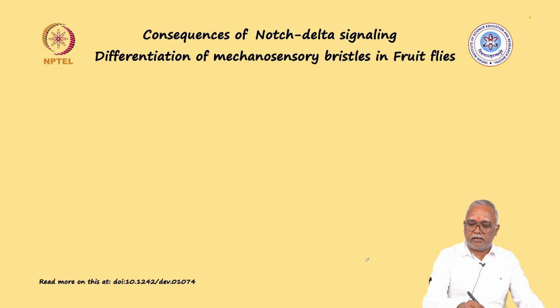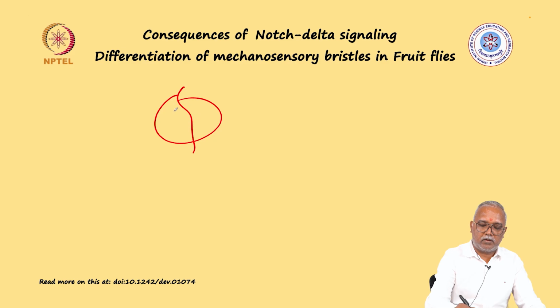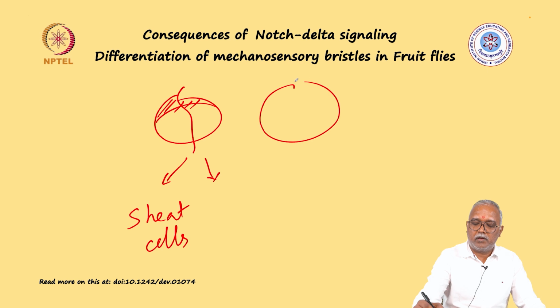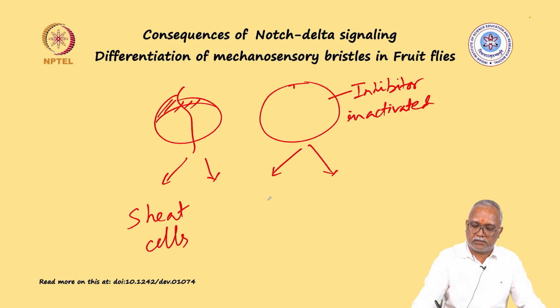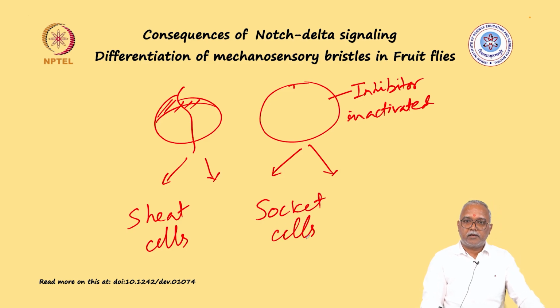Also basically what I told you over there, that inhibitor going into both cells becomes the sheath cells. Inhibitor inactivated makes both as a socket cell, right? So presence of one molecule versus other becomes very important.